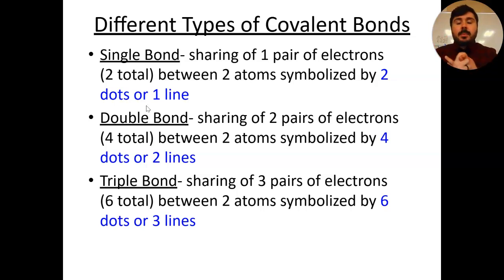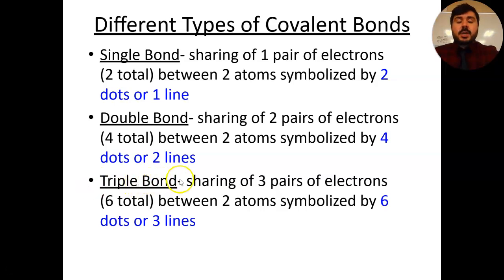And again, if you guys have done lab, which up until this point, I think all of you guys have done the covalent molecules lab, you guys actually would have created your own double and triple bonds using those metal springs, right? So when we look at this double bond here, a double bond is the sharing of 2 pairs of electrons for a total of 4 between 2 atoms symbolized by either 4 dots or 2 lines. Again, more often than not it's going to just be 2 lines. We're very rarely going to use dots to represent double bonds or bonds in general.